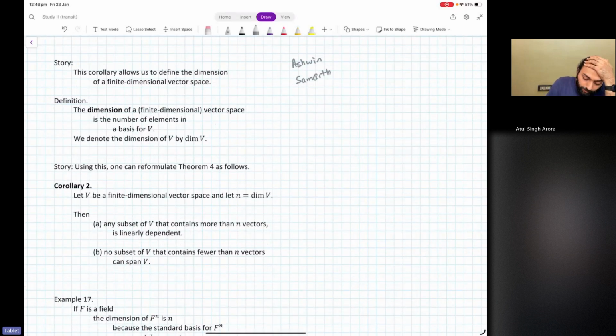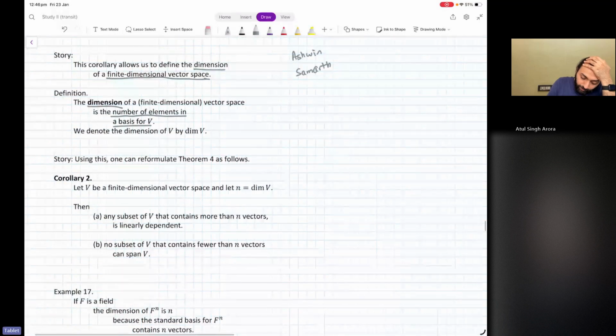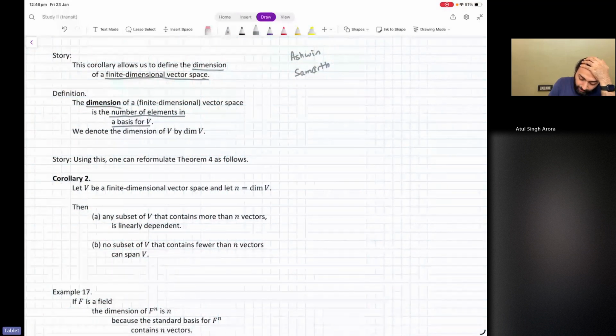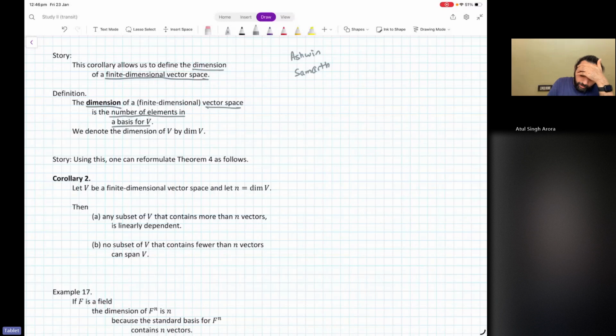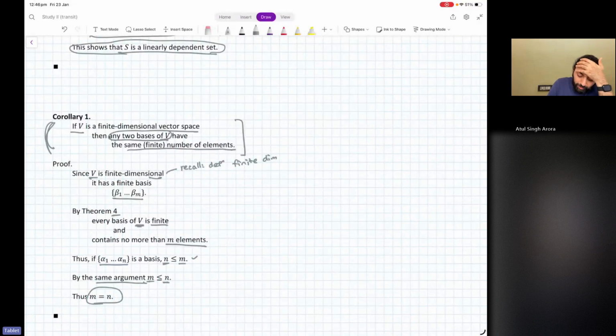So now the story is that this corollary allows us to define the dimension of a finite dimensional vector space. The definition of dimension of a vector space for a finite dimension is the following: it is the number of elements in a basis for V. You take a vector space, and the previous theorem was saying that regardless of what basis you take, the number of elements in the basis is going to be the same. That's what the corollary is saying.